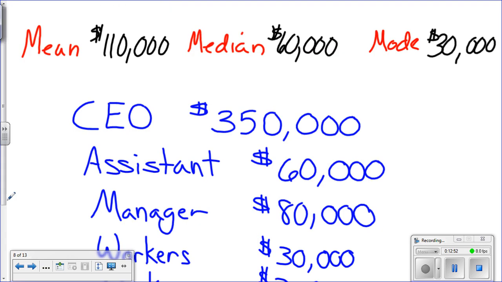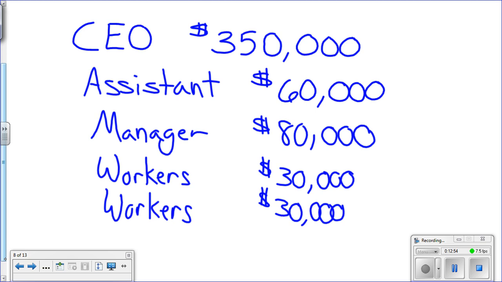Perfect example. All right. Let's say we have a company, and forgive my messy handwriting, but let's say we have a company and we have 5 employees. You've got the CEO of the company who is making $350,000. You have an assistant who's making $60,000. You have a manager who's making $60,000, and then you have a couple workers that are each making $30,000.